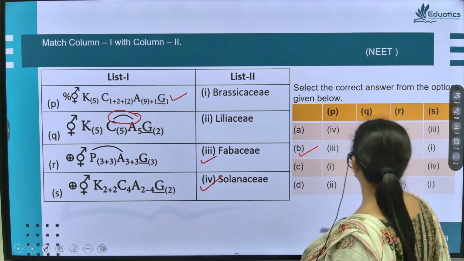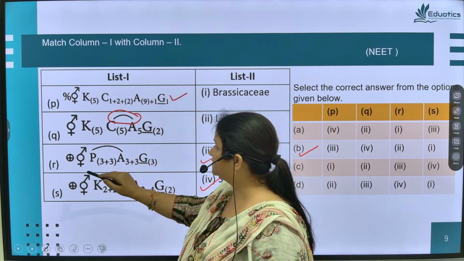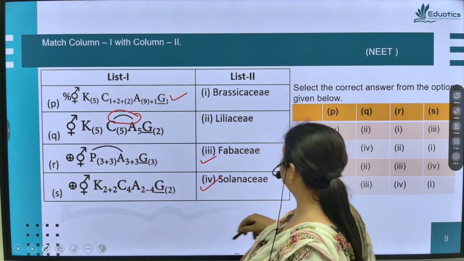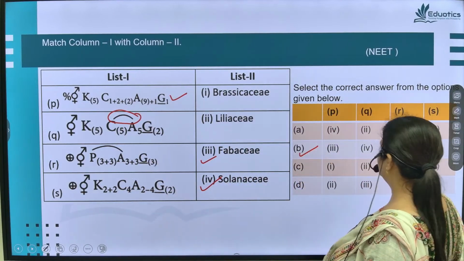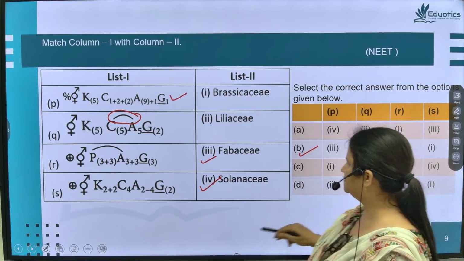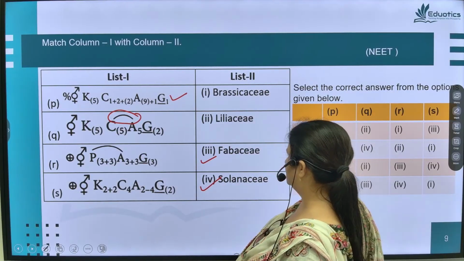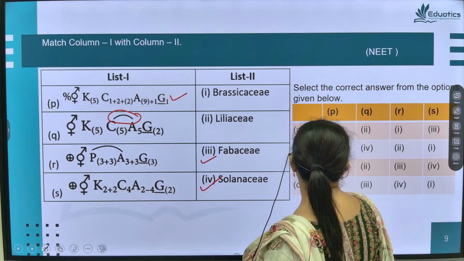Q should go with the fourth. This is epiphyllous condition which is found in the Liliaceae. So C goes with the fourth, R with the third, and this is the floral formula of the Brassicaceae. So the correct option will be B.